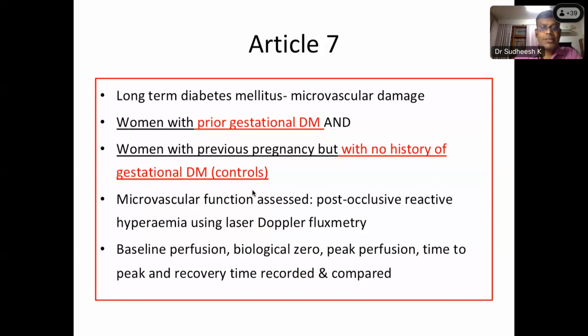Subsequently they compared various parameters such as baseline perfusion, biological zero, peak perfusion, time to peak, recovery time, etc. All these data were collected from both groups at various time intervals, for example on the day of admission, and also at the 3rd month, 6th month, 9th month, and 12th month, and they went on assessing what was happening to the microvascular damage.